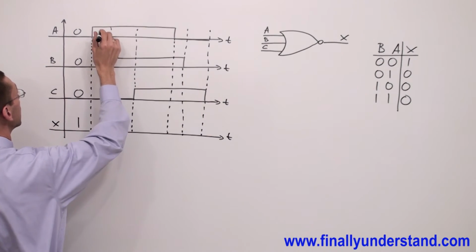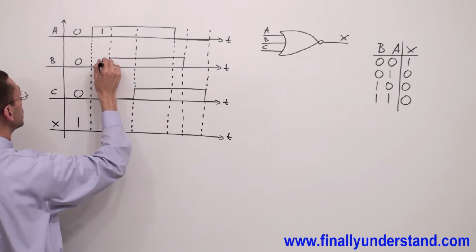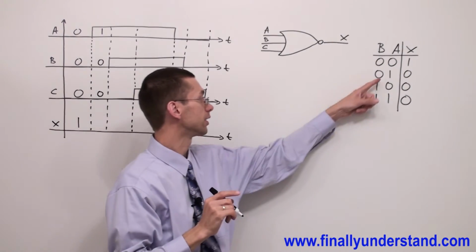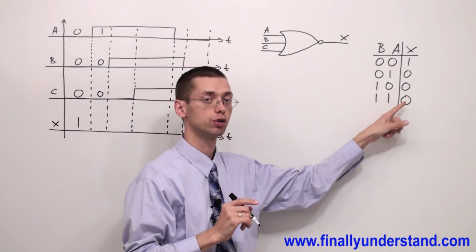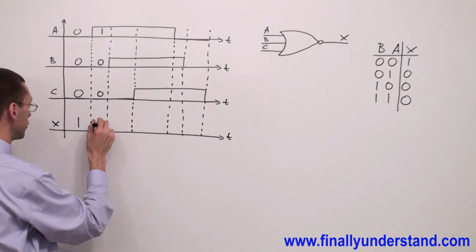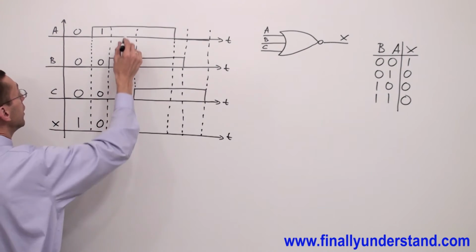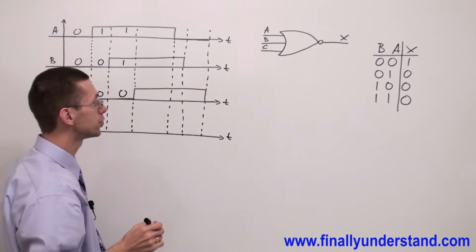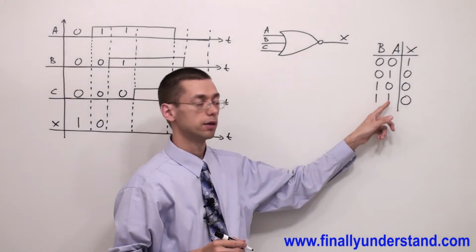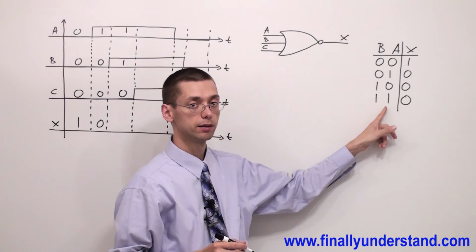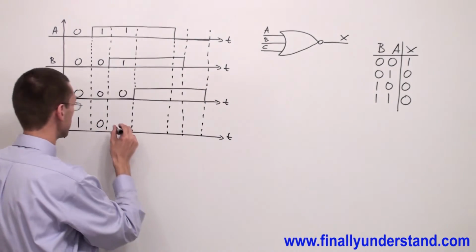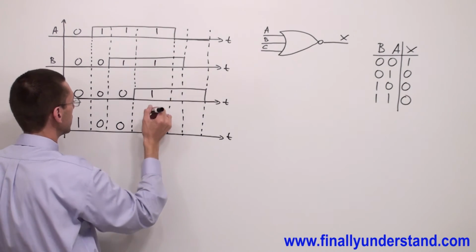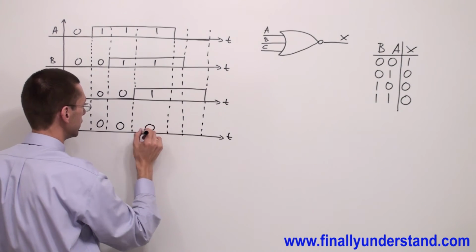We have next column 1, 0, 0. If at least one of the inputs is high, output is going to be 0. That's why I'm going to write 0 over here. We have 1, 1, 0. If at least one of the inputs is having 1, output is going to be 0. The same story happens over here. We have 1, 1, 1. Any 1 gives me 0 at the output.